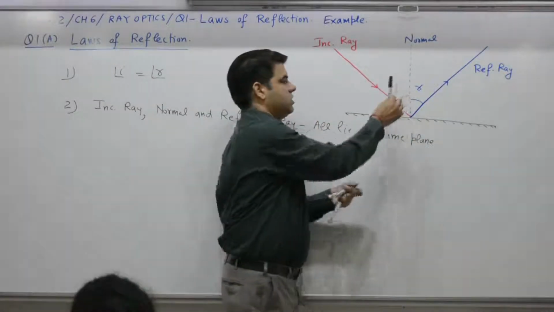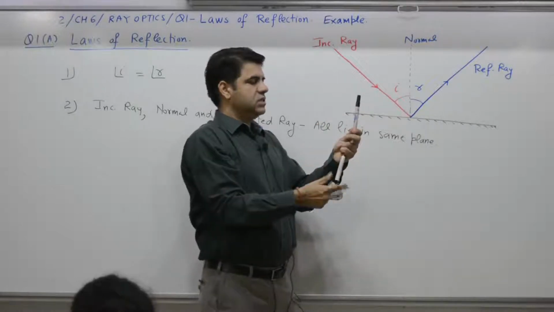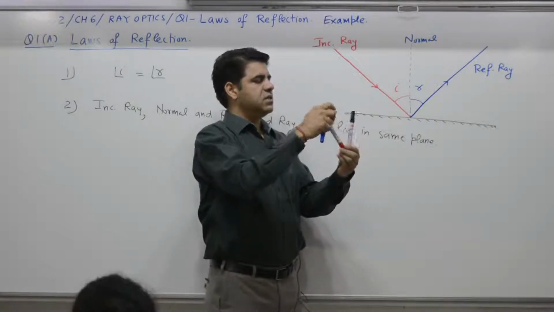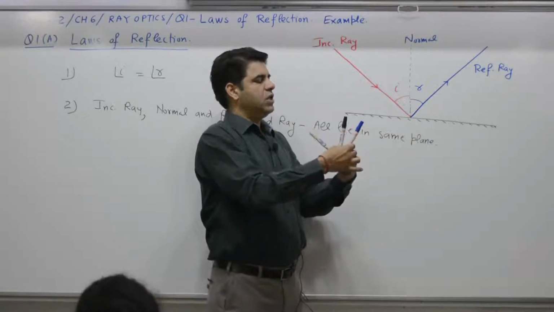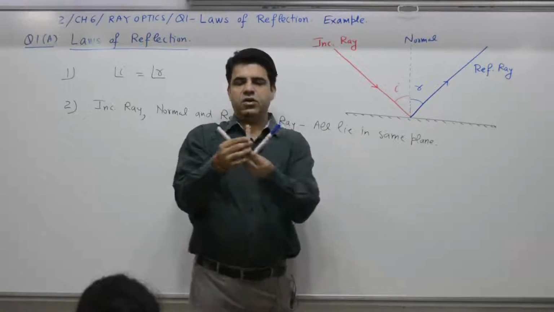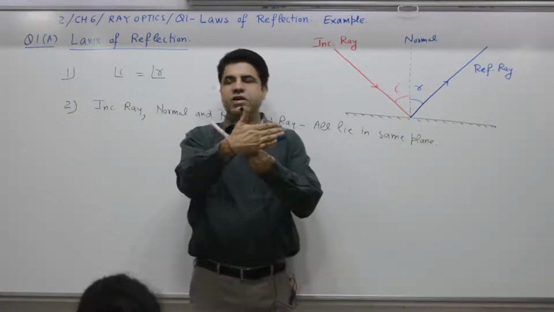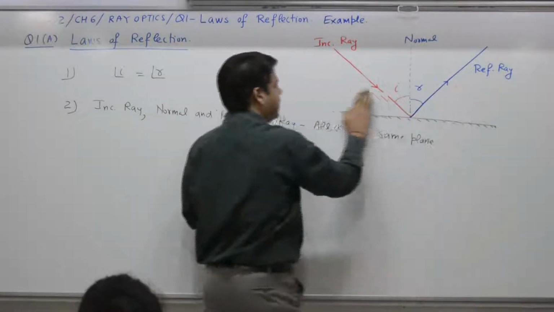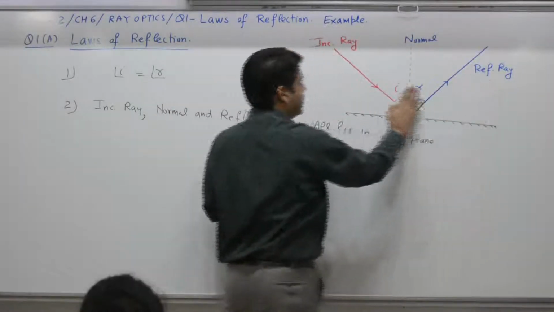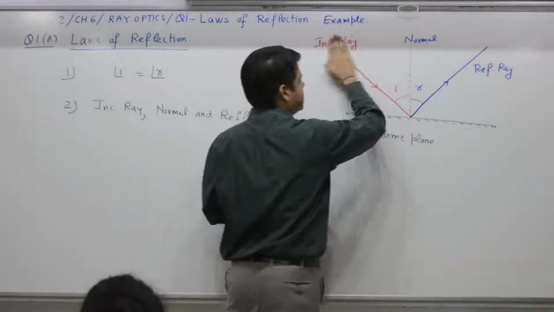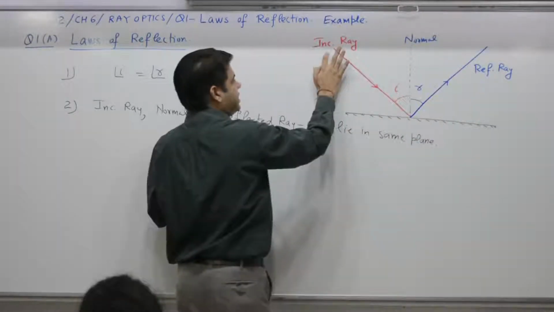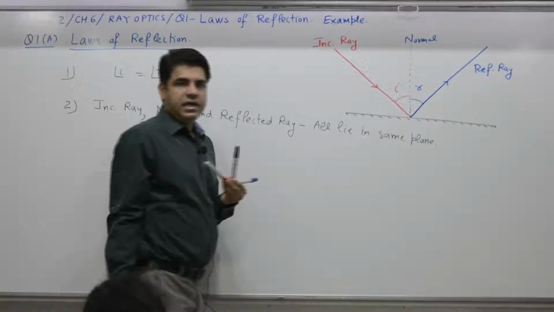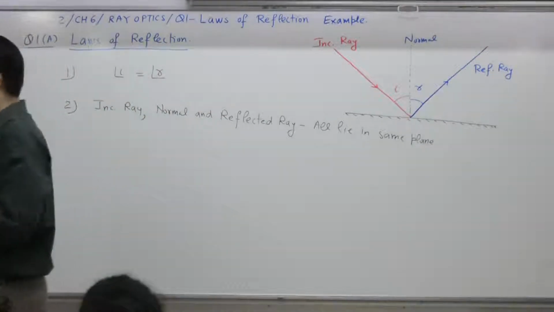This is normal to the surface, this is incident ray, this is reflected ray, all these lie in one plane. That is, in this case, the plane of the board. That means it is two-dimensional. Incident ray, normal and reflected ray lie in the same plane. Two minutes with you to write.